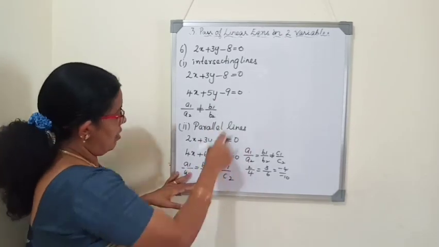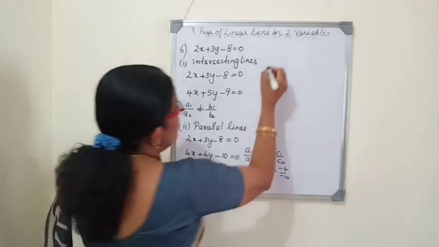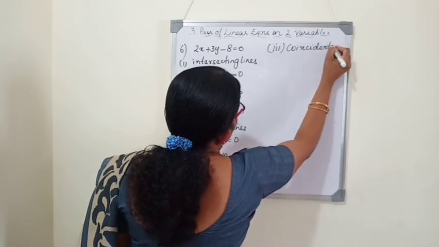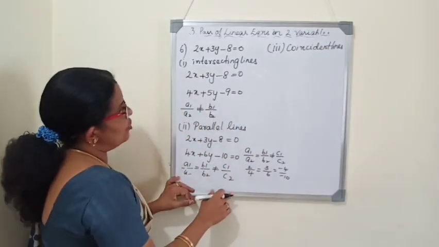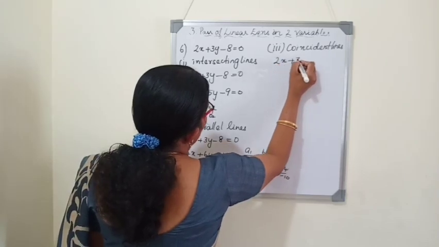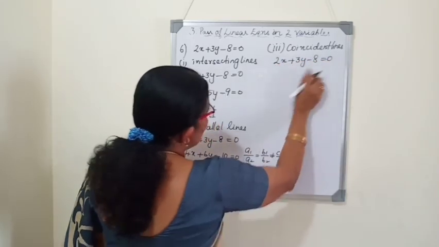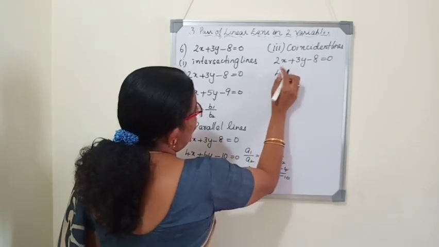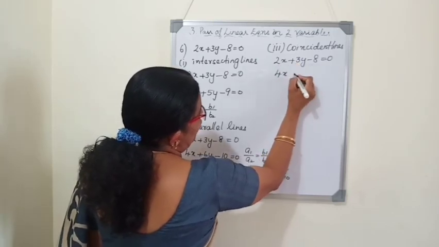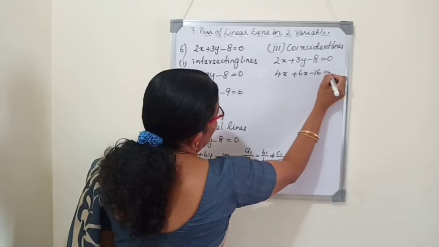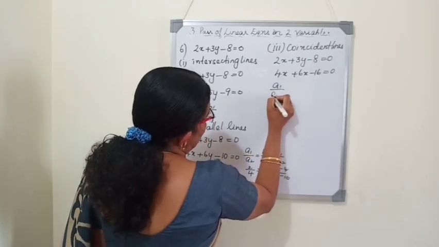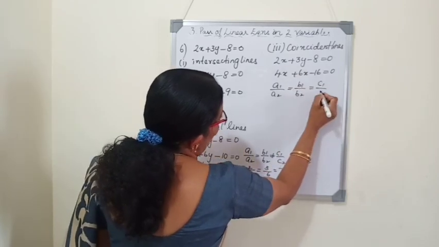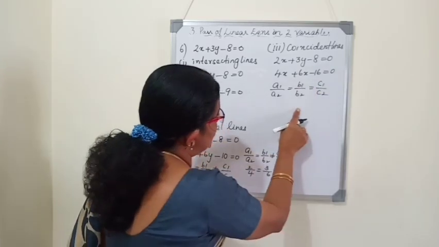For the same question, we have to write the third one, coincident lines. Coincident lines means all the three ratios should be equal. So the given equation is 2x plus 3y minus 8 equals 0. We have to write an equation such that all the three ratios should be equal. So we can write it as, all multiply by 2, we will write 4x, here 6y, here 16 if you write. A1 by A2 is equal to B1 by B2 is equal to C1 by C2. All we will get 1 by 2. Therefore they are coincident lines.